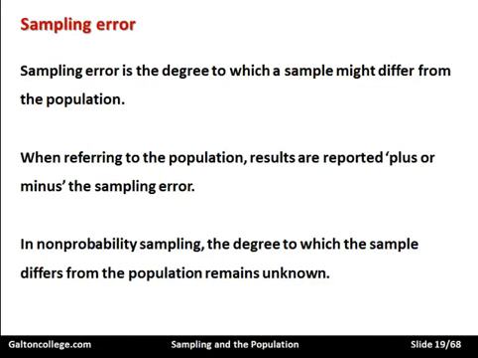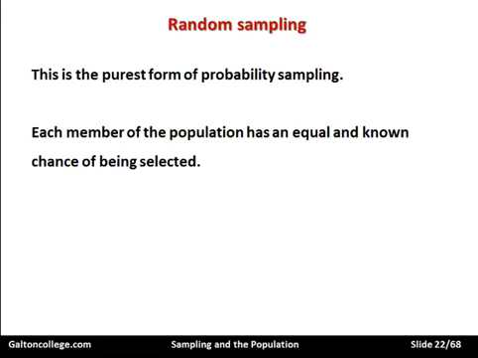Random sampling. Well, this is the purest form of probability sampling. Each member of the population has an equal and known chance of being selected. So each member of the population has the possibility of being selected, as I said earlier. And this is the best form of sampling. It's also the most expensive and the most complicated.